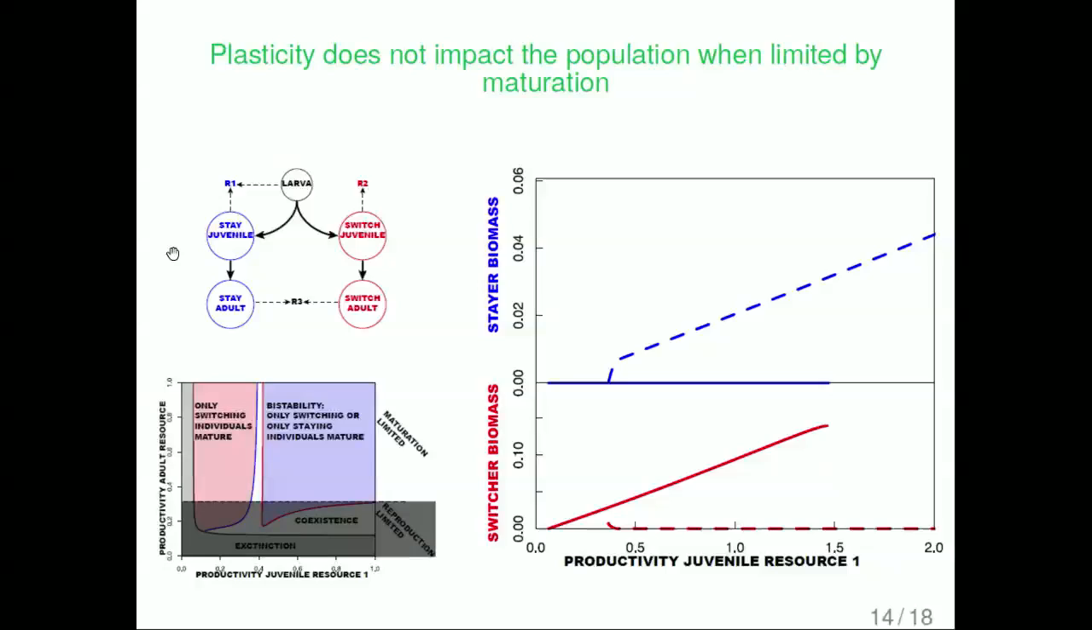Yeah, so I chose to only show the first resource and the third, the adult resource, because there is no effect of the second resource. The only effect is the vertical line that you can see between the only-switchers and the bistability region, which slowly shifts as you increase the productivity of the alternative juvenile. The range of coexistence will not change. You still have some coexistence, but it's not going to increase. It's just going to shift the point where you switch from only switchers to bistability.